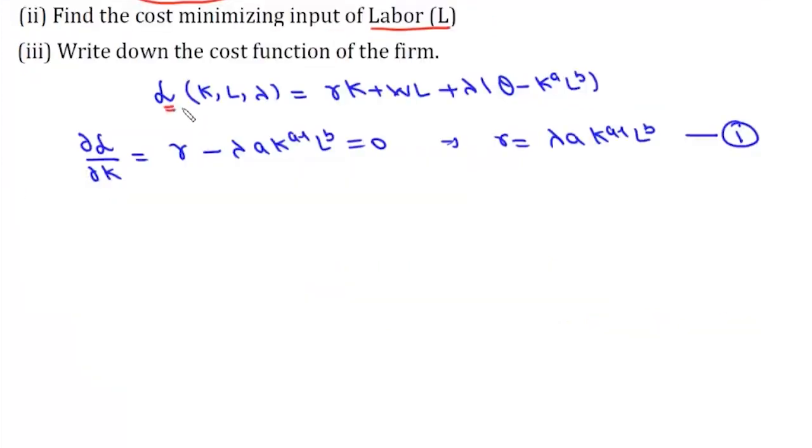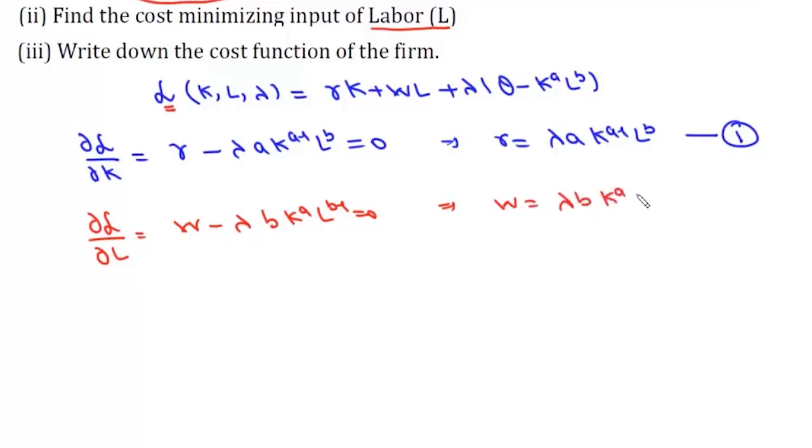Now we'll differentiate this function with respect to L. So we'll write del of the Lagrangian function upon del of labor L, which is W minus lambda b K to the power a L to the power b minus 1, equals 0. From here we can write W equals lambda b K to the power a and L to the power b minus 1, and that's our second equation. And then we'll differentiate this function with respect to lambda. So we'll write del L upon del lambda.